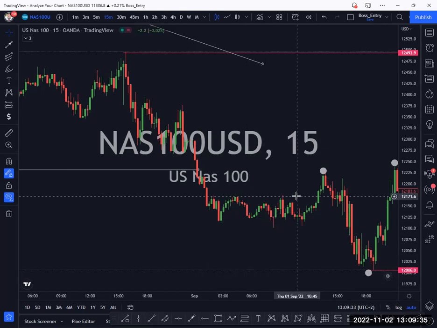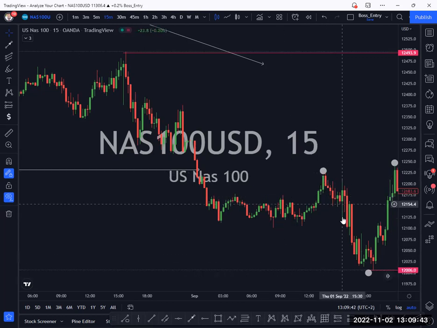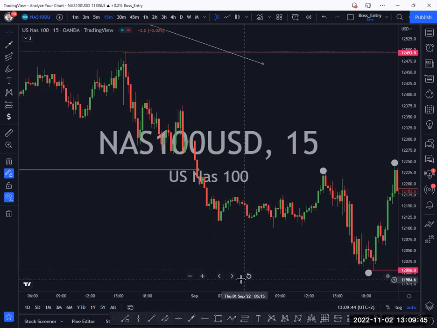So remember, we need two confirmations. First confirmation is that they must break the current structure, like this one, they broke that high. Now we are waiting for them to break another high. Then they must also give us manipulation, a fake move. They must give us a lower low. So let's wait and see.